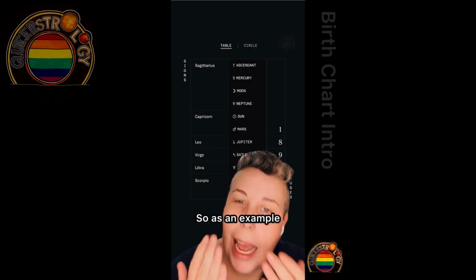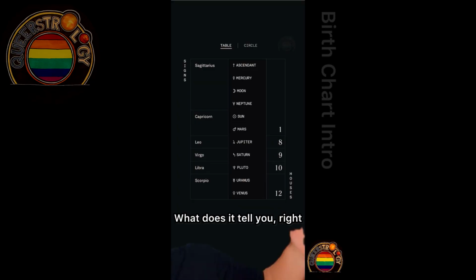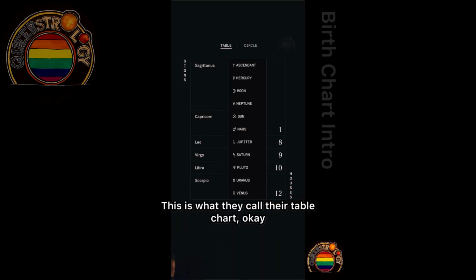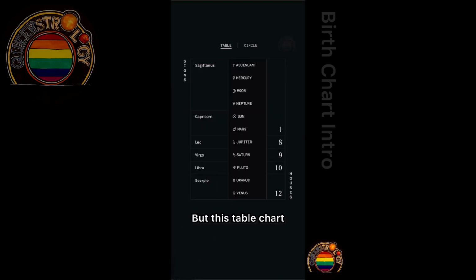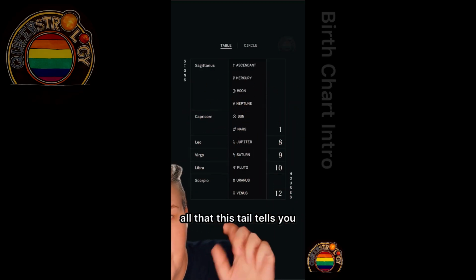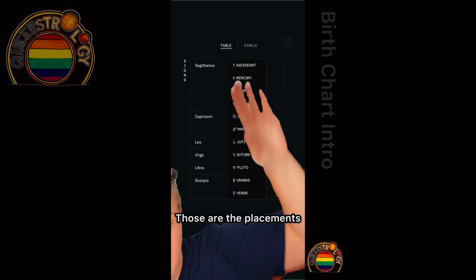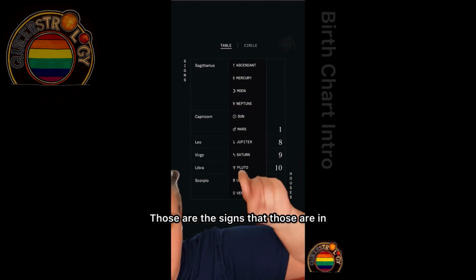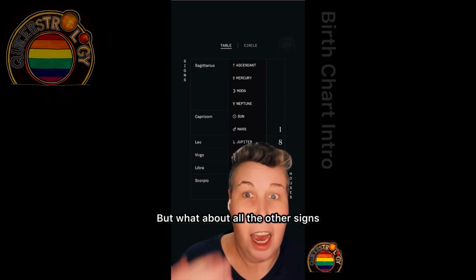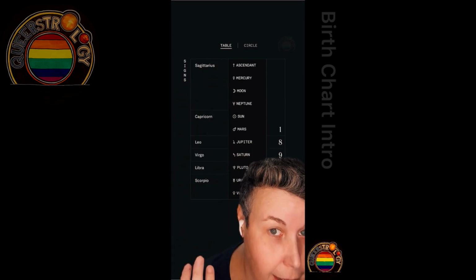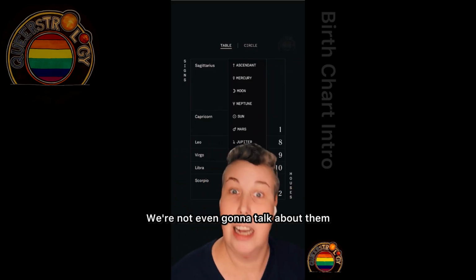All right. So, as an example, this is from CoStar. What does it tell you, right? This is what they call their table chart, okay? They do have a round chart as well, but this table chart, all that this tells you, here are your signs, right? These are the placements. Those are the signs that those are in, and here are the houses that those are in. But what about all the other signs and all the other houses that are in your chart? We're not even going to talk about them.